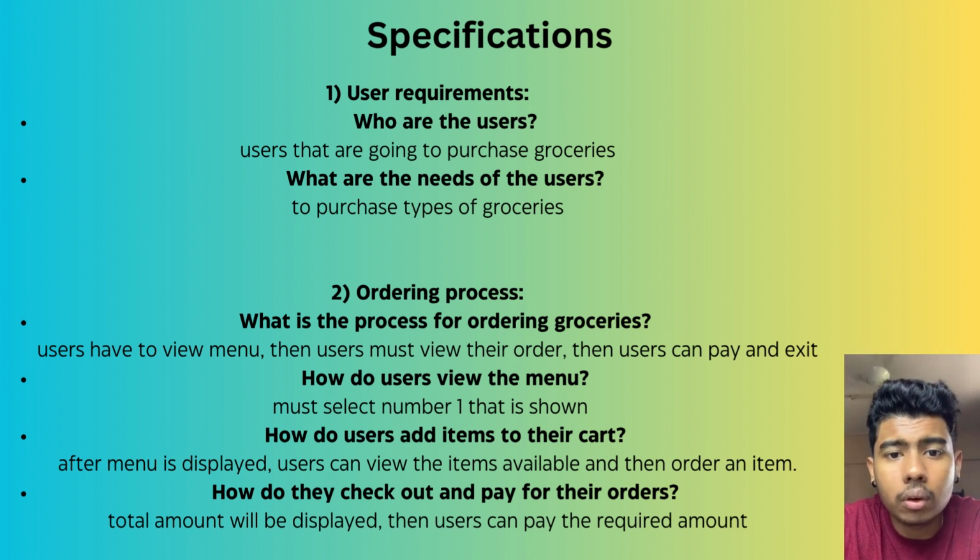The second is the ordering process. What is the process for ordering groceries? First, users have to view the menu of the required groceries that they want to purchase. Then users must view their order after selecting the order from the menu. Then users can pay the required amount stated for the groceries.